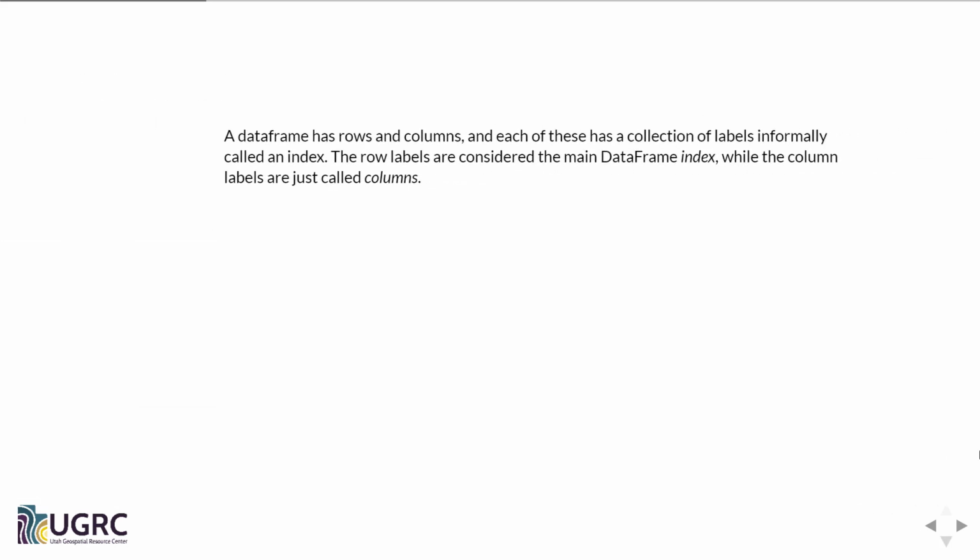So like I said, it has rows and columns, and there is an index for all the columns and an index for all the rows. The columns is just called columns, while the rows is called the index of the data frame. So there's Index with a big I, which is all the rows, and then there's index with a little i, which is just the collection of labels for either the rows or the columns. That can be a little confusing, but hopefully it'll become clear as we go along and as you play with it a little bit more.